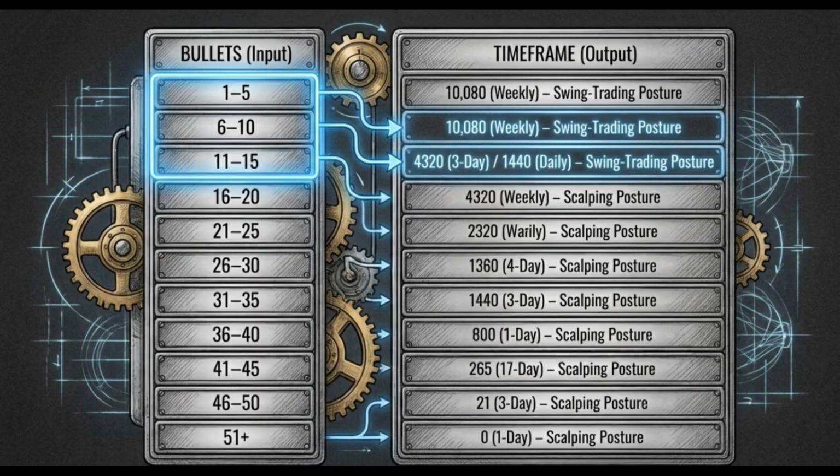The table shown here maps numerical ranges directly to fixed timeframes. The configured bullets value serves as the lookup key. Low inputs between 1 and 15 map to multi-day and weekly timeframes. High inputs of 46 and above map directly to high-speed 1 to 5 minute scalping timeframes.